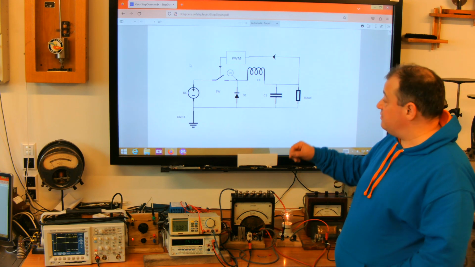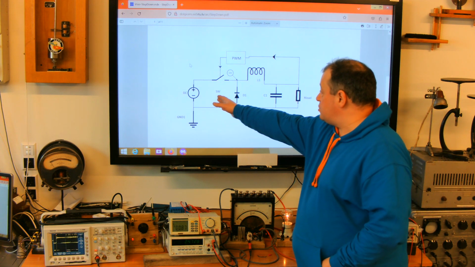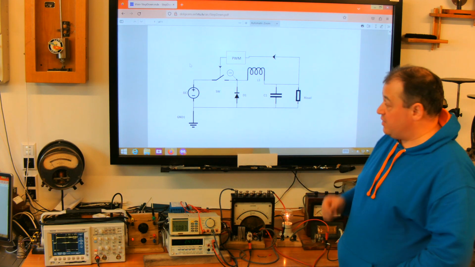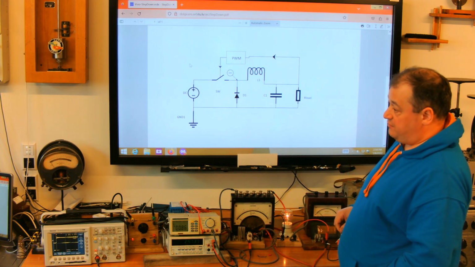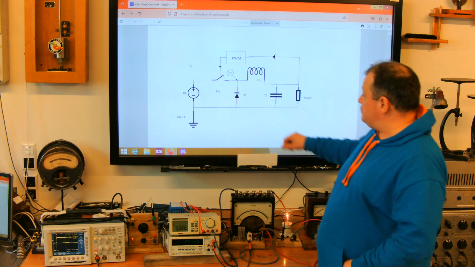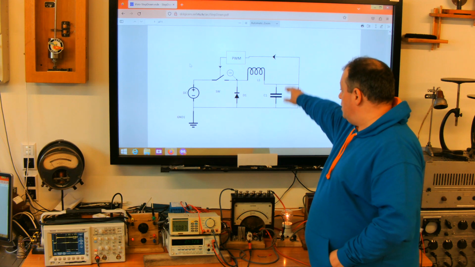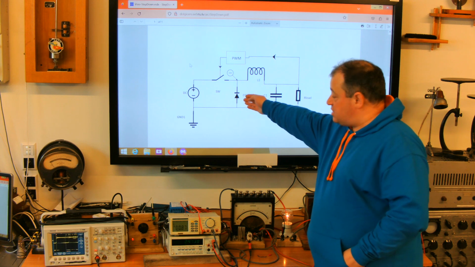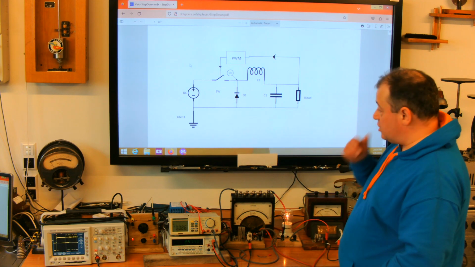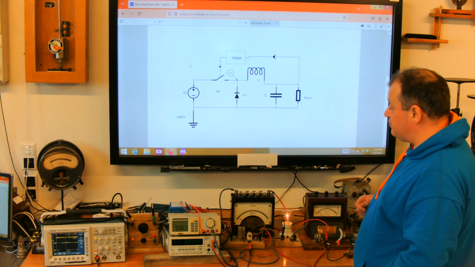The schematic is very simple. We have an input DC source, and a switch controlled by a pulse width modulation controller. The switch activates the coil; here is the capacitor and the load. This diode is needed to discharge the coil's self-inductance.